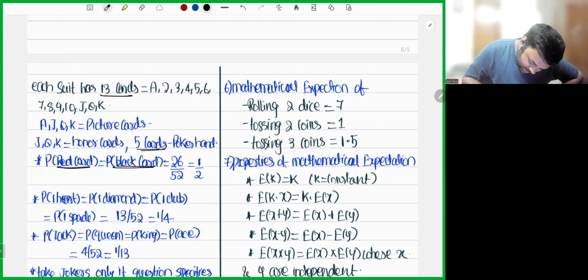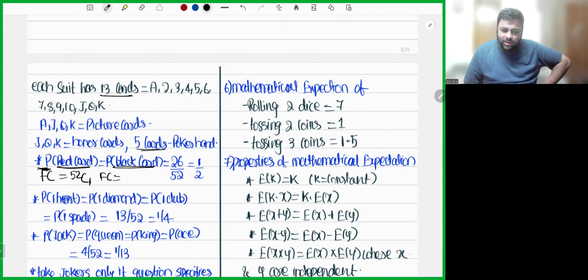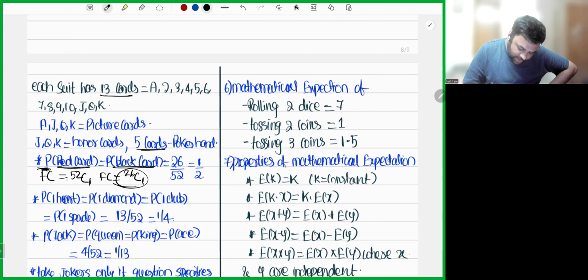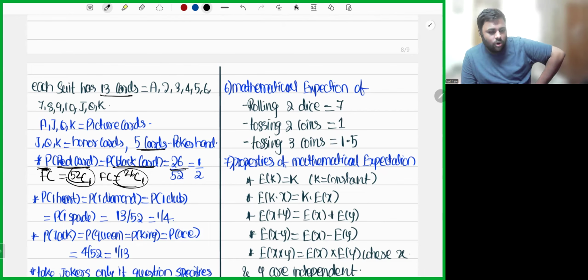First, total cases. 52 cards, I'll pick 1 card. Favorable cases: how many red cards or black cards do we have? 26, so 26 C1. Favorable cases 26, total cases 52. 26 by 52 or 1 by 2. So the probability of picking a red card and the probability of picking a black card are both equal to 1 by 2.